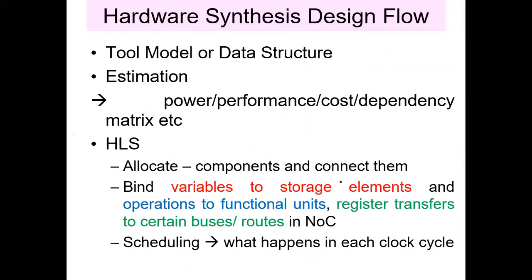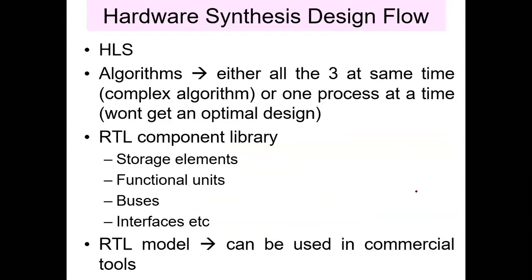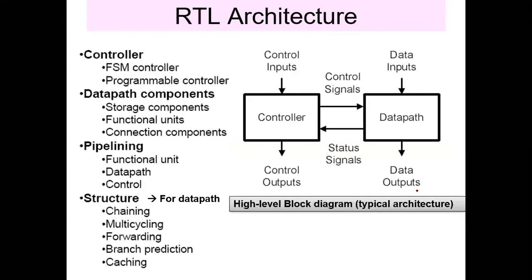What are the RTL components needed? How they are to be connected? That will be considered as allocation. Then binding of variables and functional units to the corresponding operations and storage elements will be considered as binding. Then scheduling, what happens in each and every clock cycle, and that will give an RTL model. Okay, is it clear? Yes, sir.